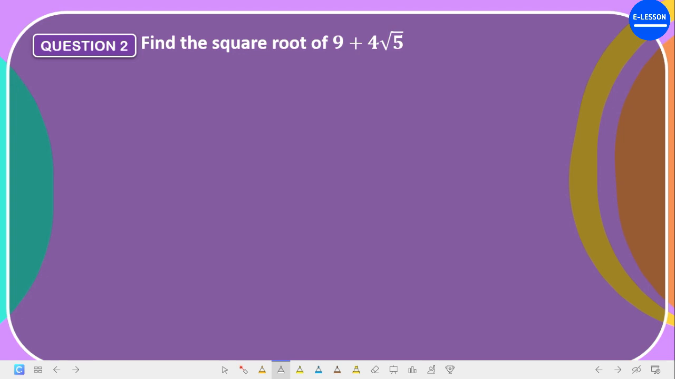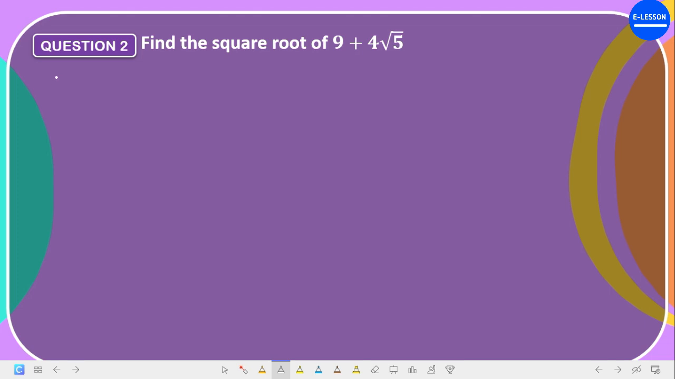In most cases in the exam, I often encourage students to just press your calculator. You put in your calculator the square root of 9 plus 4 root 5, and it will give you an answer. But if it is theoretical, then this is how you ought to solve and provide the solution. Are we getting it now?